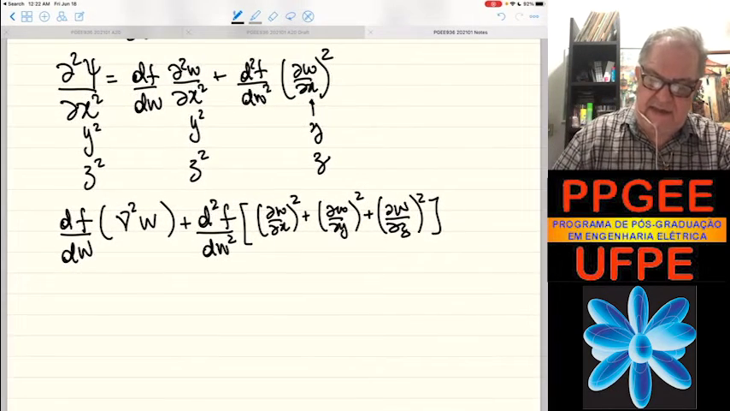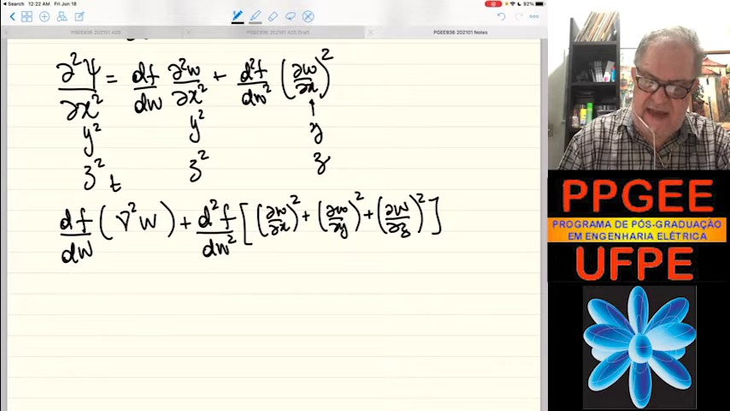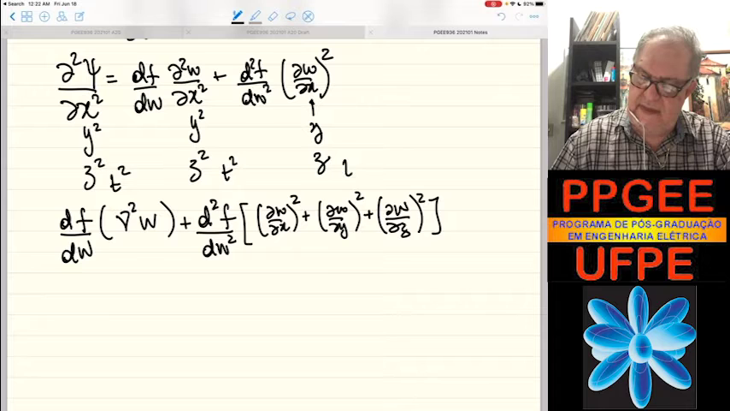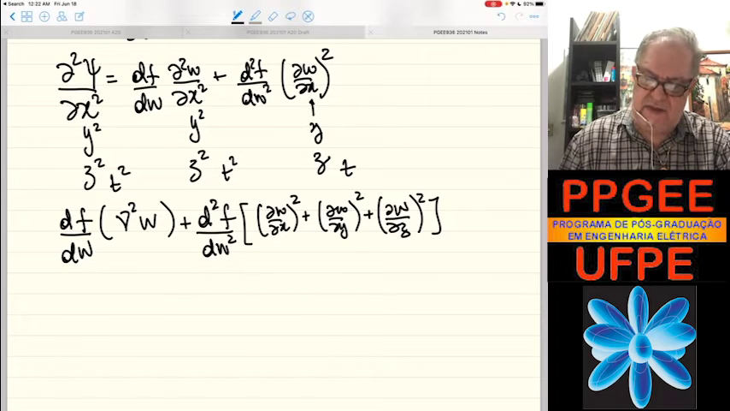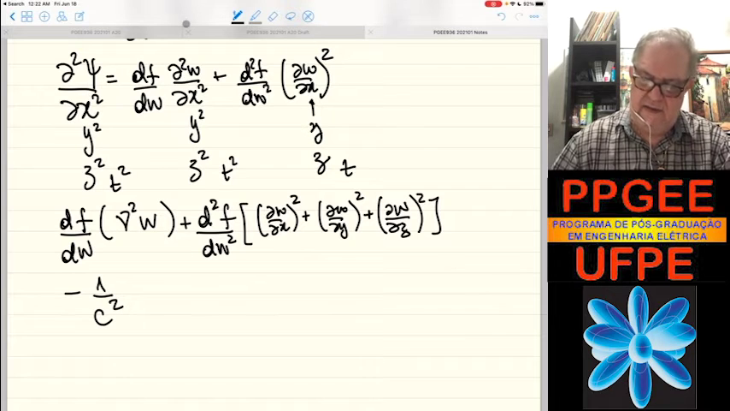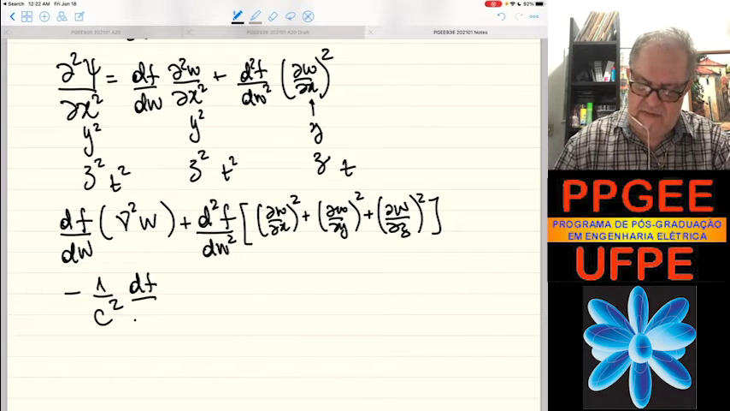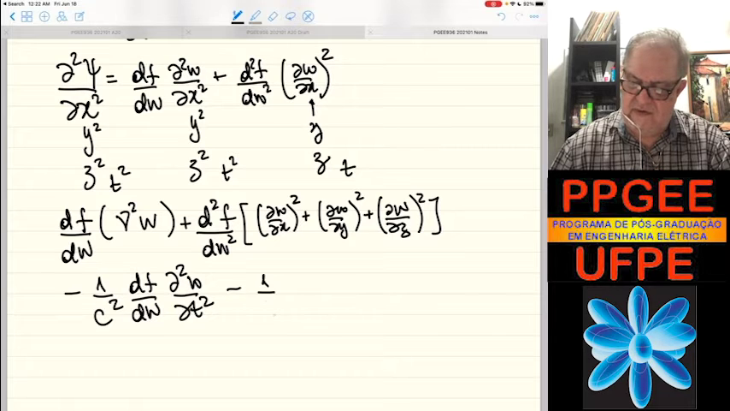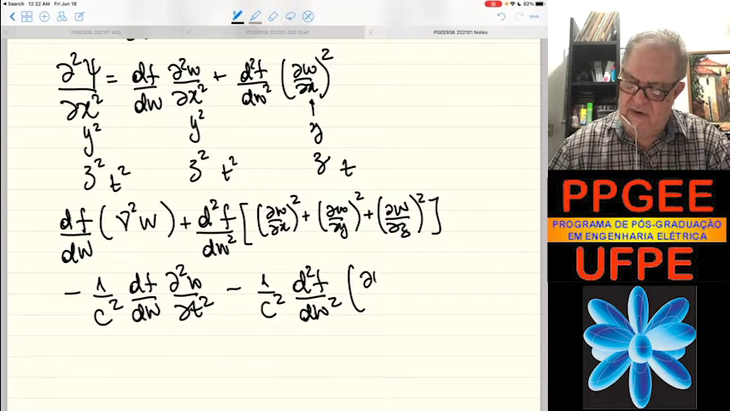When you put time here, the same thing. Second derivative relative to time, here is going to be t squared, right? And here's going to be time. So we have another term which is going to be minus 1 over c squared df/dw d2w/dt squared, right? Minus 1 over c squared d2f/dw2, then we have dw/dt squared. So that's what we got, equals 0.